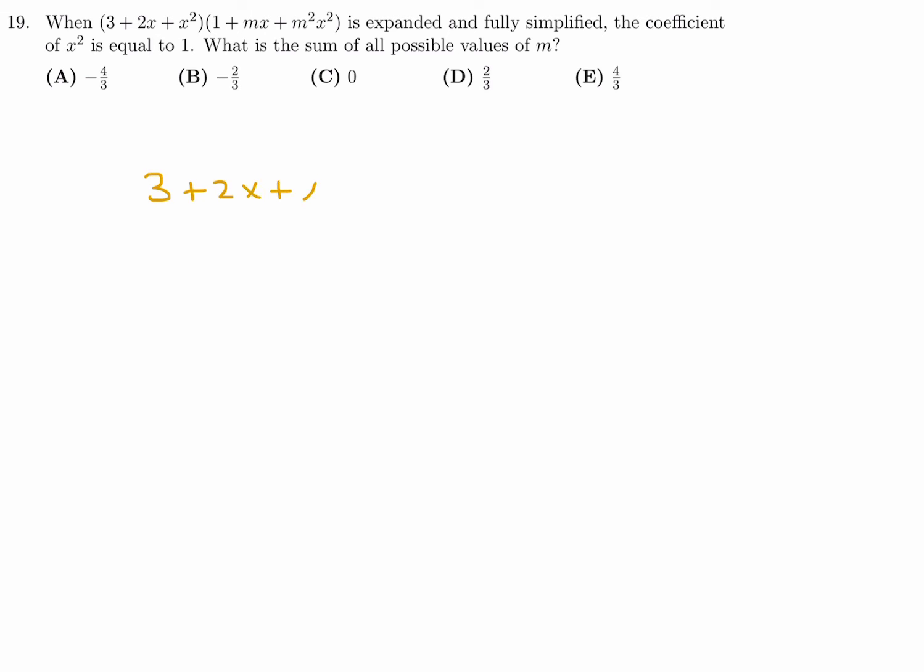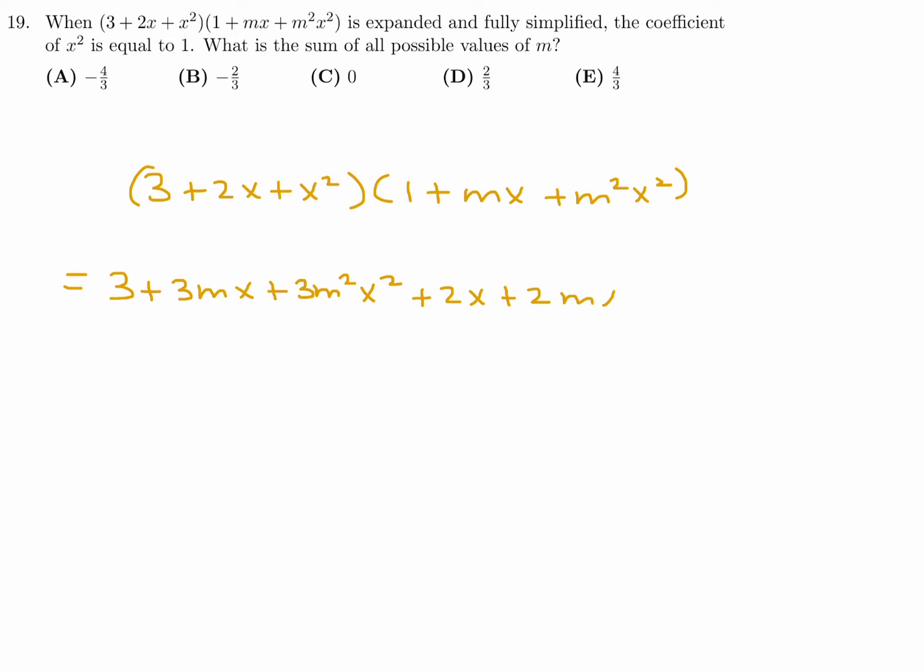Let's do that expansion, and let's see what we get. All right, so here we go. So we got 3 plus 3mx plus 3m squared x squared plus 2x plus 2mx squared plus 2m squared x cubed plus x squared plus mx cubed plus m squared x to the power of 4. All I need to care about is the coefficient in front of x squared. So that's the only thing I really need to care about.